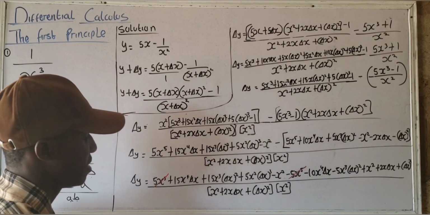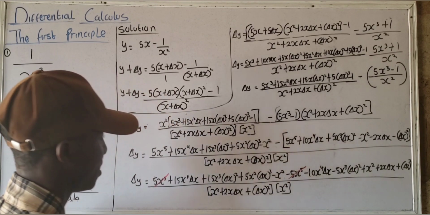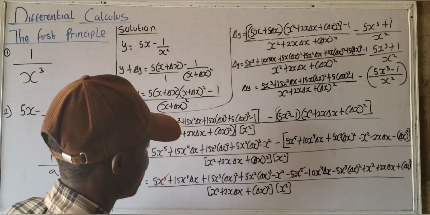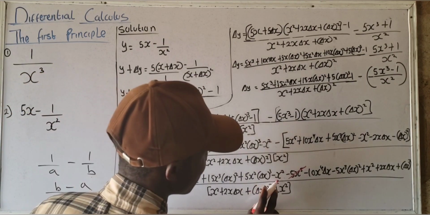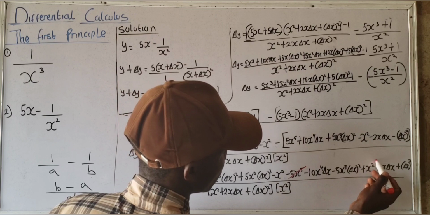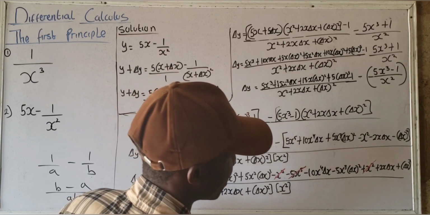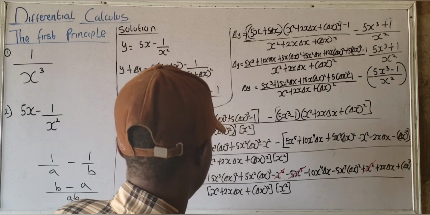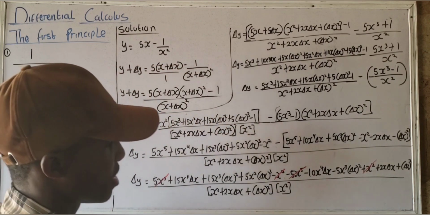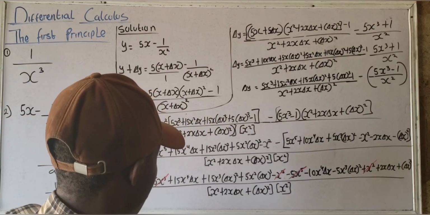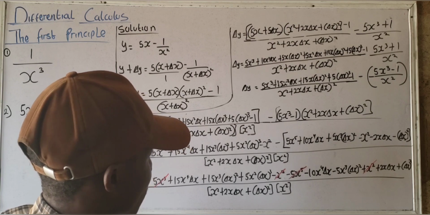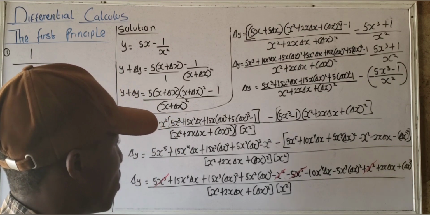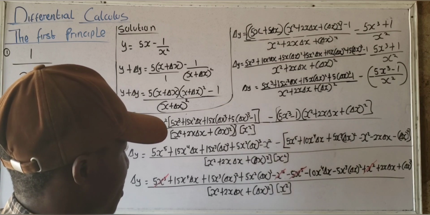Is there any term that can cancel each other again? Let's check. Here we are having negative x squared and we are having positive x squared. So this can cancel this. Okay? Is there any term that can cancel each other? Okay, if there is none, I don't think there is. So we proceed.